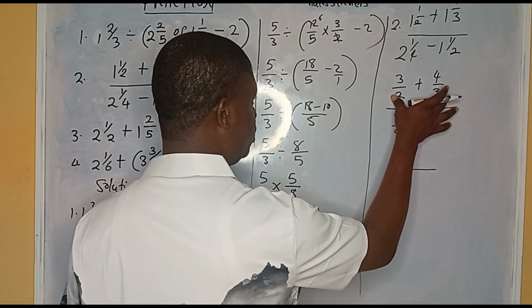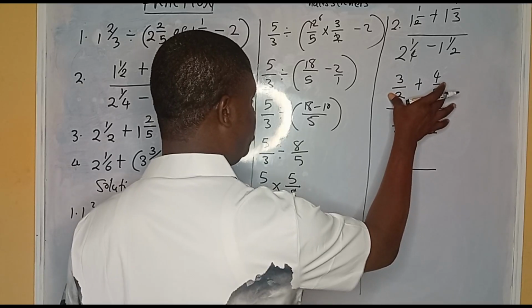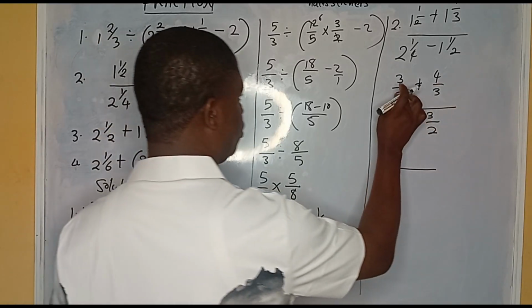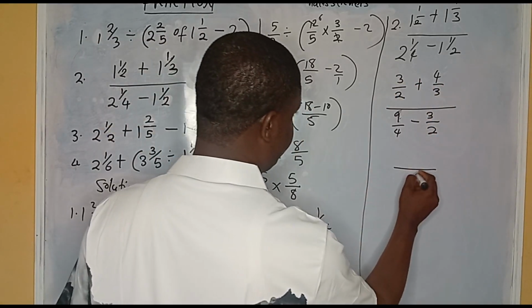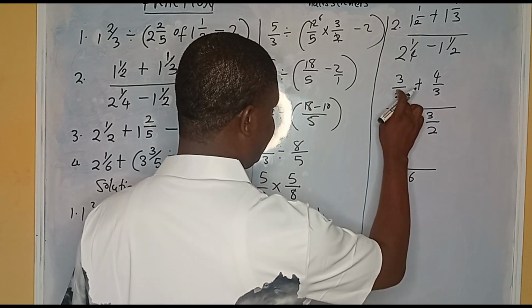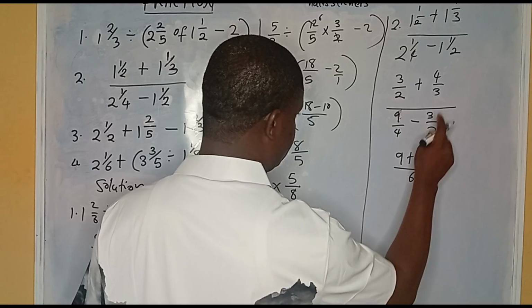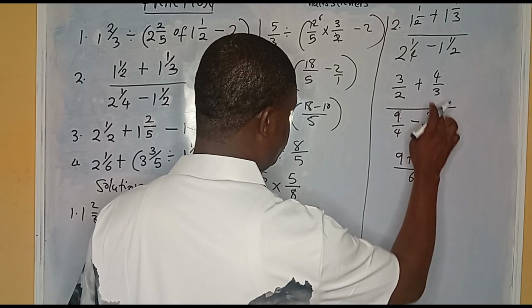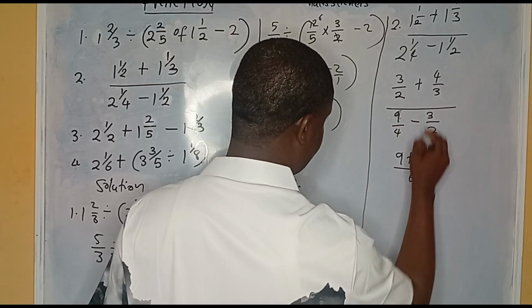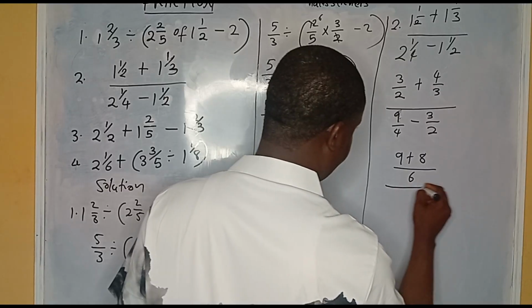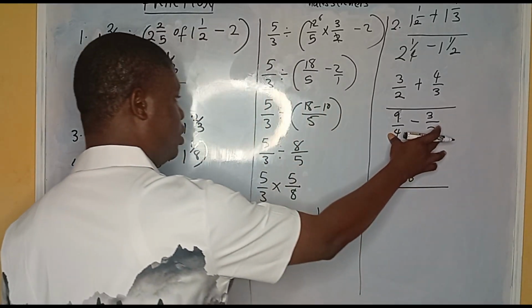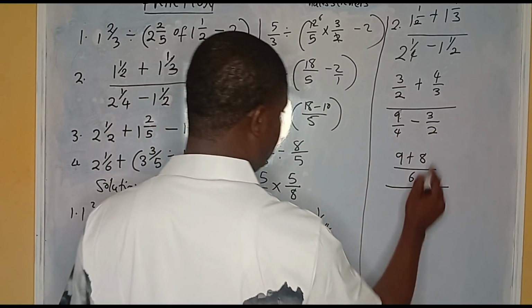We are dealing with the numerator now. The LCM of 2 and 3 is what? 6. So 6 divided by 2 is 3. 3 times 3 is what? 9. Plus, 6 divided by 3 is 2. 2 times 4 is what? 8. So that is over. Now for the denominator, the LCM of 4 and 2 is what?